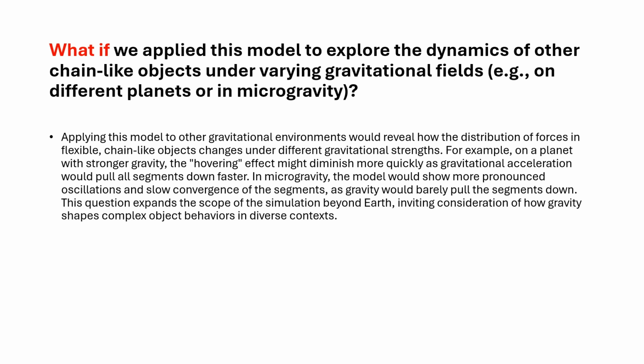And for example, on a planet with stronger gravity, hovering effects might diminish more quickly as the gravitational acceleration would pull all segments down faster. But in microgravity, for example, the model would show more pronounced oscillations and slow convergence of segments, like the 50 segments we talked about earlier. And gravity would barely pull all the segments down. So it really depends on the environments you're talking about.